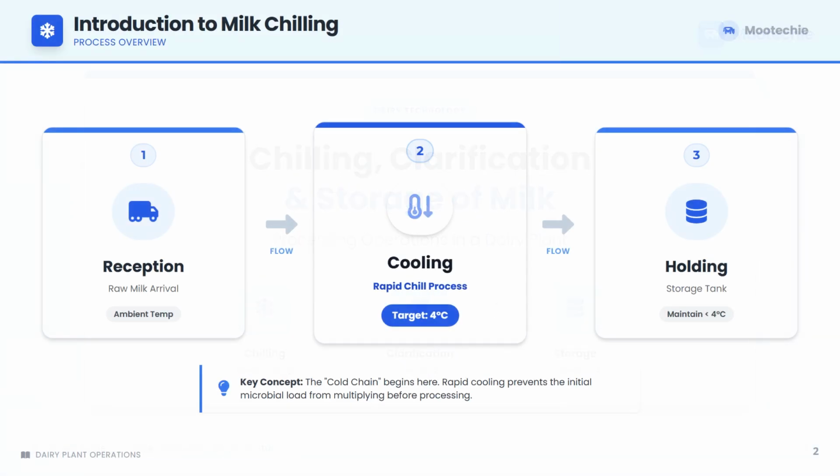This slide introduces the milk chilling process overview. The flow sequence shown is reception, cooling, holding. Milk arrives at ambient temperature. It must undergo rapid cooling with a target temperature of 4 degrees Celsius. After cooling, milk enters holding tanks where temperature must be maintained at 4 degrees Celsius. The key concept here is the beginning of the cold chain. Rapid cooling prevents the initial microbial load from multiplying before processing.